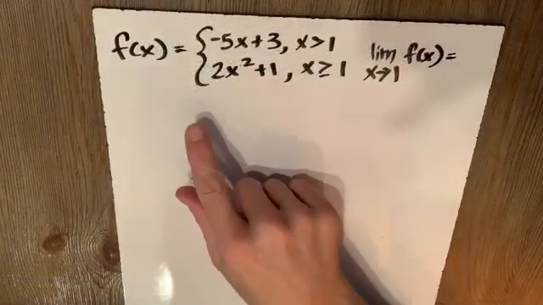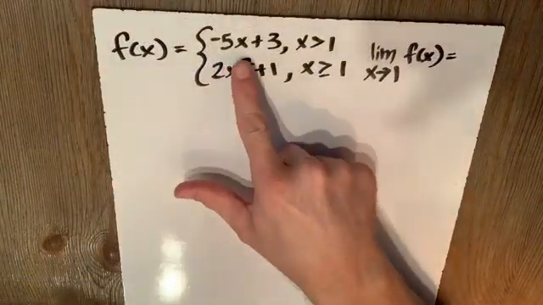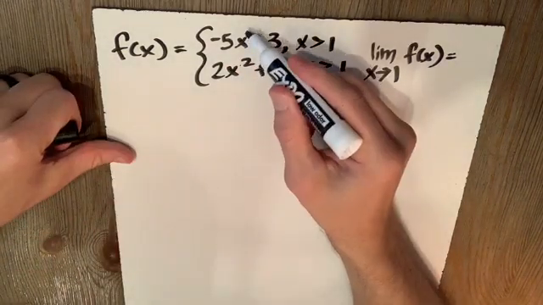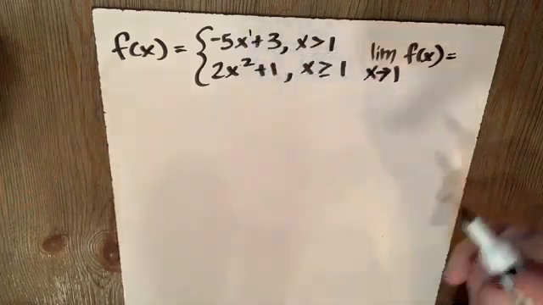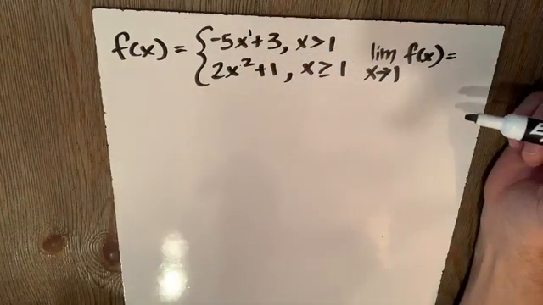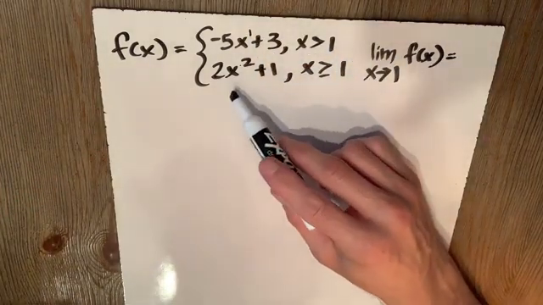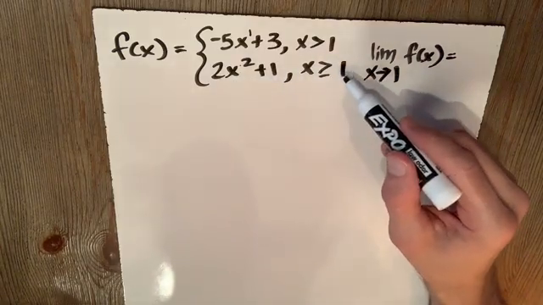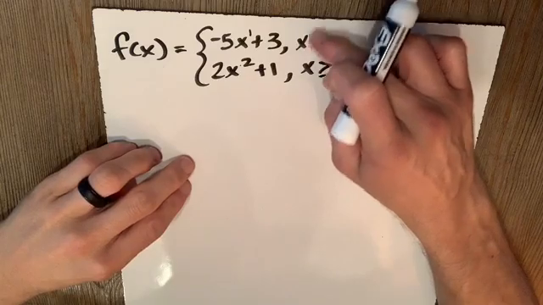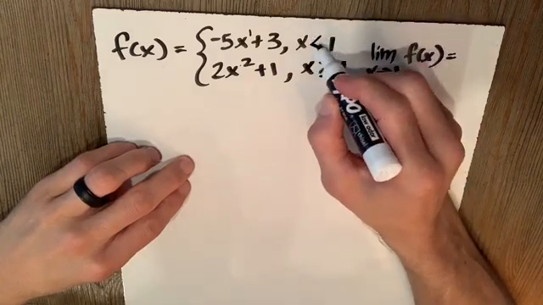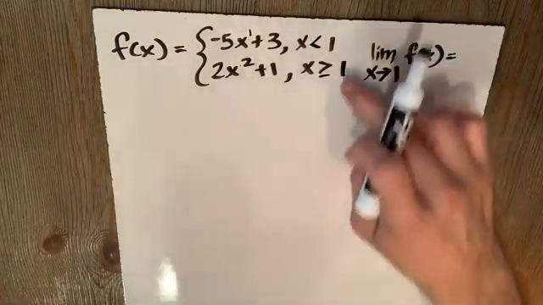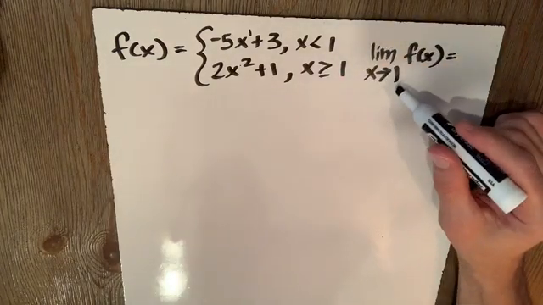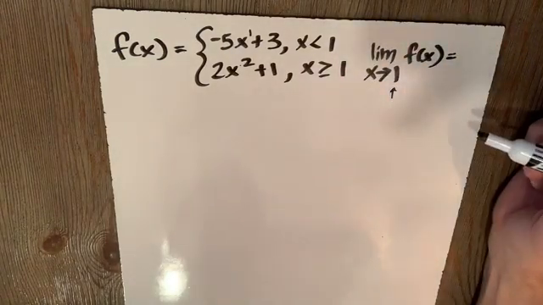Here we're given a piecewise function. F of x is -5x plus 3. That's linear because this is to the first power. So we know that this is a line where x is greater than 1. And parabola shape, 2x squared plus 1, when x is greater than or equal to 1. I'm sorry, this should be less than 1. All right? So, of course, look at where the interesting part is. The graph changes at x equals 1, and they, of course, want to find the limit as x approaches 1 from both sides.